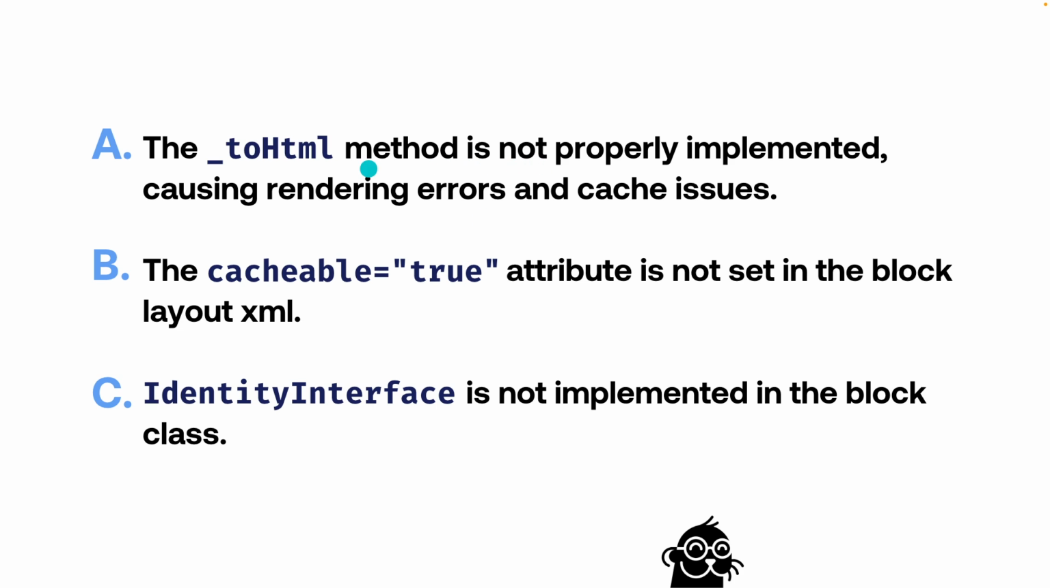Now, the final answer here is the one I want to dive into a little bit, and that is identity interface. Identity interface is not implemented on the block class. Now, what this means is the identity interface is duplicated on a model as well as a block, and it's kind of weird to say it from that perspective. But the way this works is identity interface on a product gives the cache tags, and identity interface on the block takes the cache tags that were set, and it returns it back out when this block cache is saved. So we're specifically talking about the block cache.